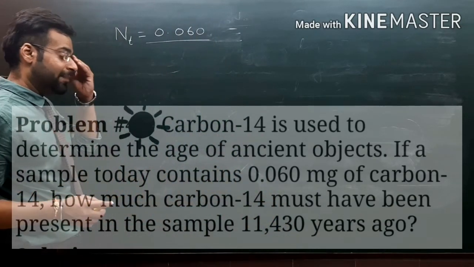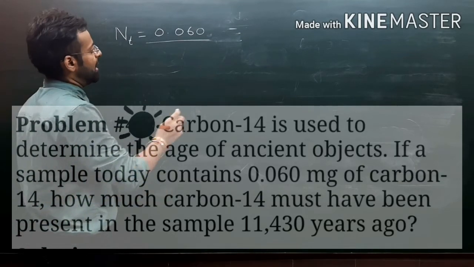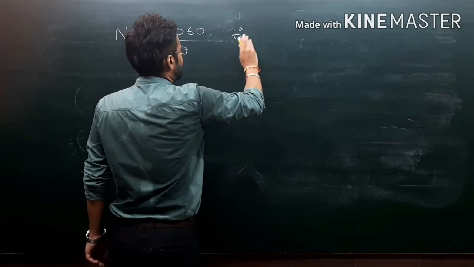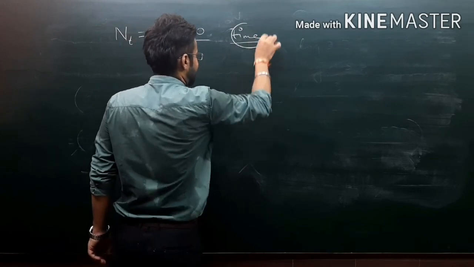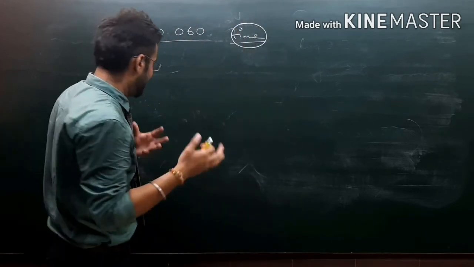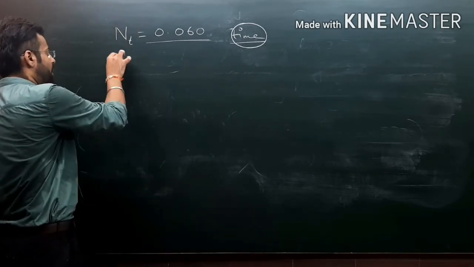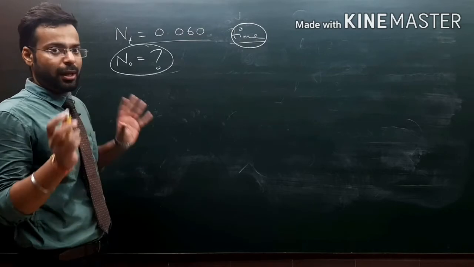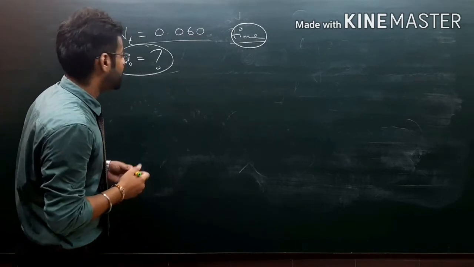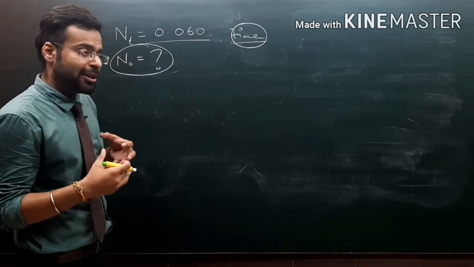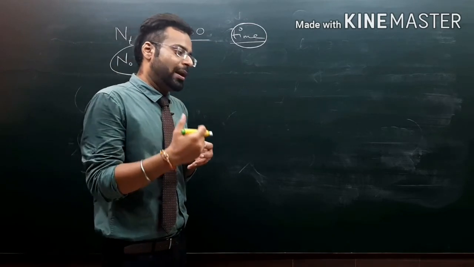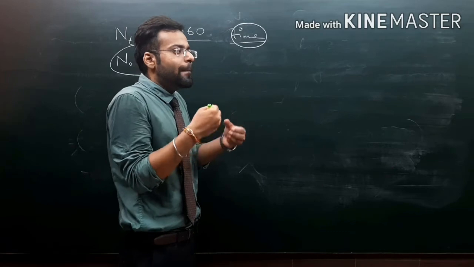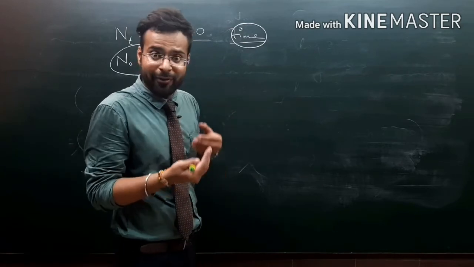Rather than asking the time, he has given us the time. So time is given, but time is actually given in a different type of way. But we need to calculate this N0. So our question is, how much amount would have been there this many years ago? Now, to calculate this, we need to understand for this amount of years, 11,430 years, how many half times would have passed. And we can calculate that.